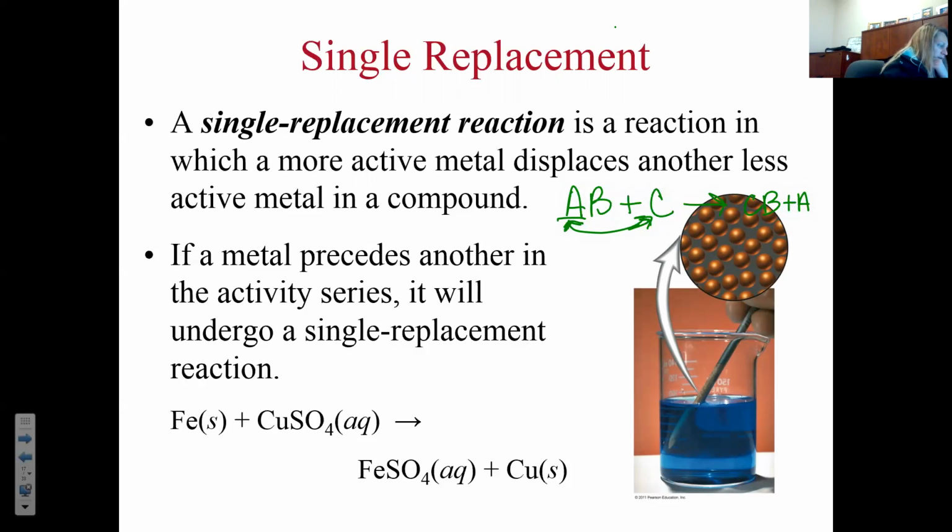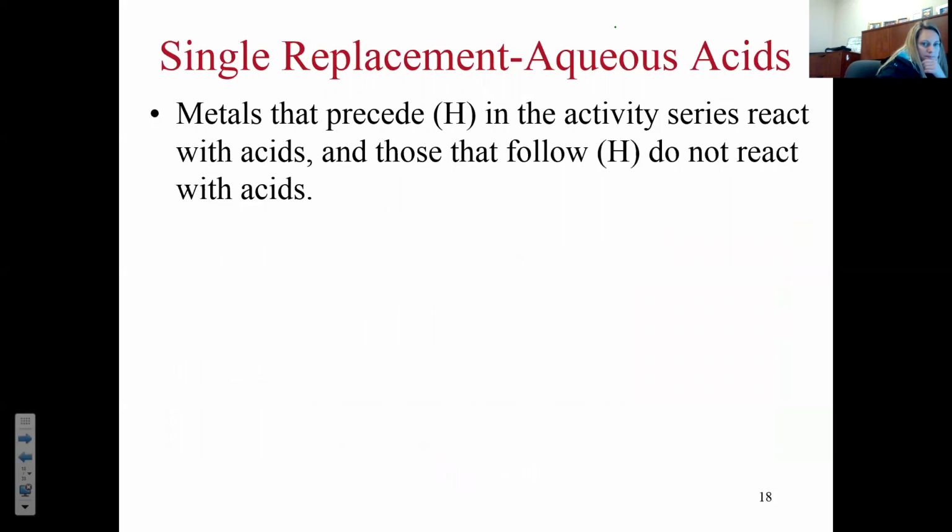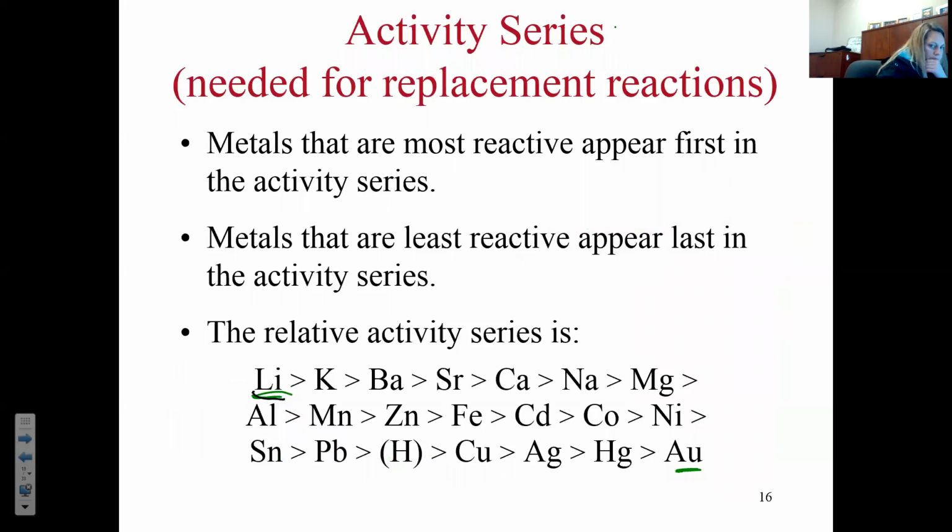Let's just look at an example. Here we have Fe and CuSO4, and this SO4 should be bracketed. You can see that there's a metal here and there's a metal here. What we want to do is see if those metals can replace each other. We do that by going to the activity series and finding those two. Here's Fe and here's Cu. Fe is stronger than Cu because it's before Cu.